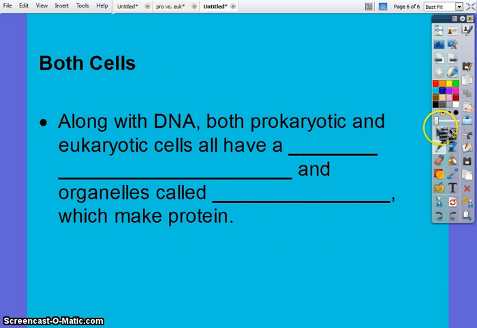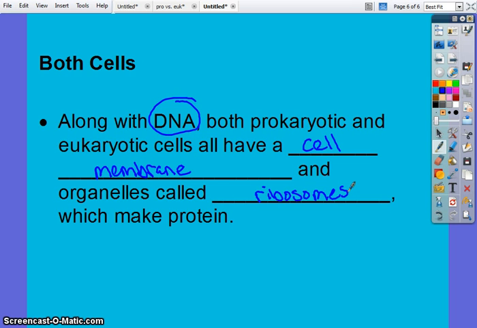Finally, when you look at both cells, I mentioned that they both contain DNA. They also both have something called a cell membrane that surrounds the cell. And they also have organelles called ribosomes. Ribosomes are really important. We'll get into that again later this unit, and then we'll revisit them in the genetics unit. But the ribosomes just make protein, and protein's a really important macromolecule in your body. It controls a lot of different processes.